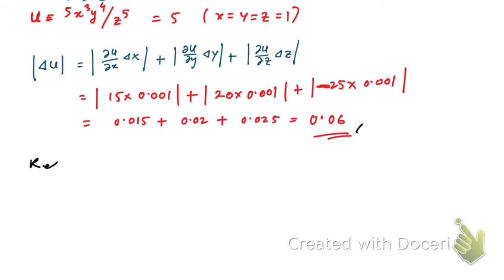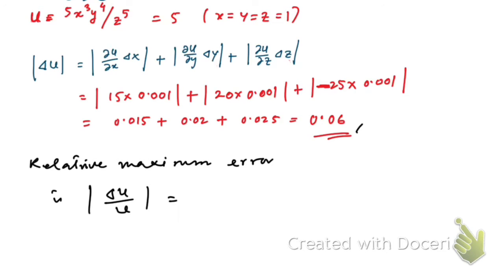So the relative maximum error is mod of del u by u. This is what we needed to find. Del u is 0.06 and u we have got 5, and if we divide this, then we're going to have 0.012. Sorry, not 0.052. So this is our answer. Hope you have understood this.